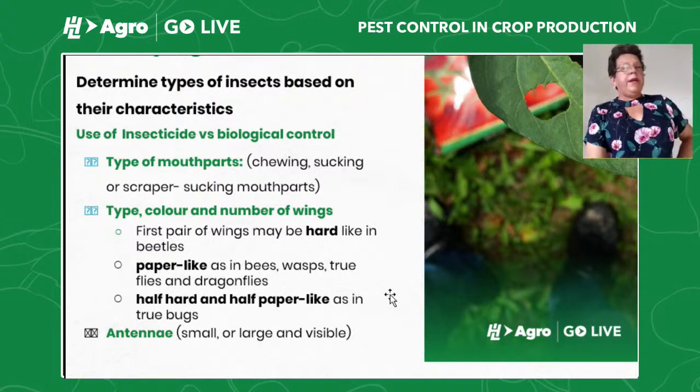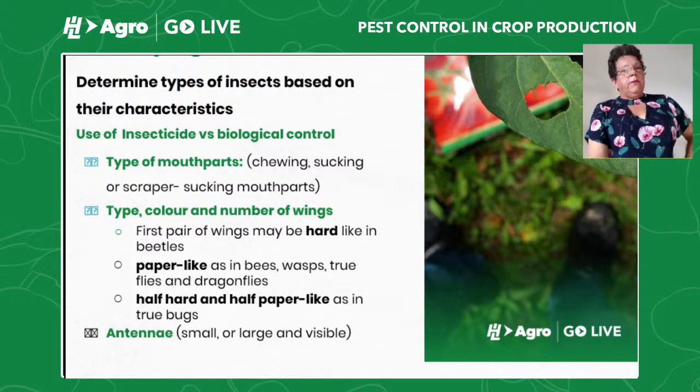How do we identify insects? We determine the type of insect we have based on their characteristics. What characteristics are used? Type of mouth parts. You can have chewing mouth parts, sucking mouth parts, or scraper-sucking mouth parts. Chewing mouth parts, for example, a Lepidoptera larva, a beetle. Sucking mouth parts, an aphid, a whitefly. And scraper-sucking mouth parts, a thrip or spider mites.